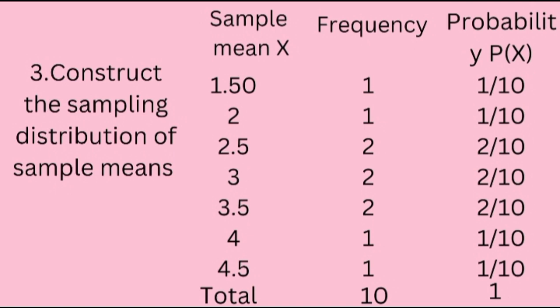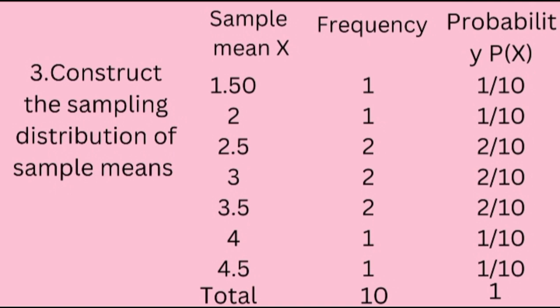So we're going to add this frequency. The total number of frequencies is 10. So the probability of getting 1.5 is 1 over 10. The probability of getting 2 is 1 over 10. The probability of getting 2.5 is 2 over 10.